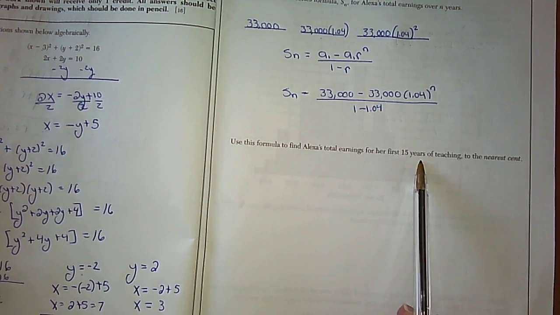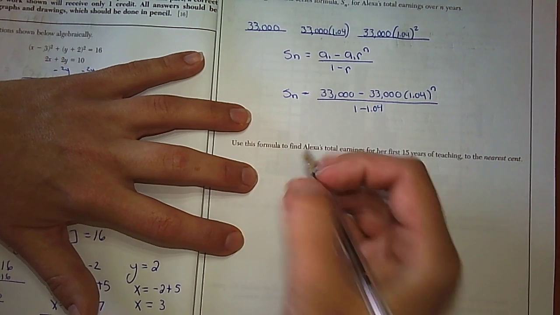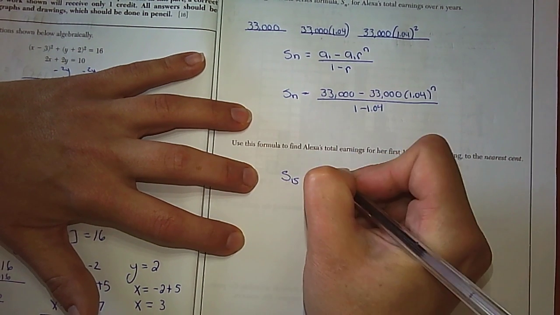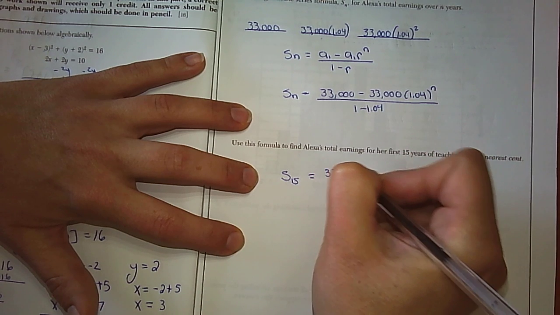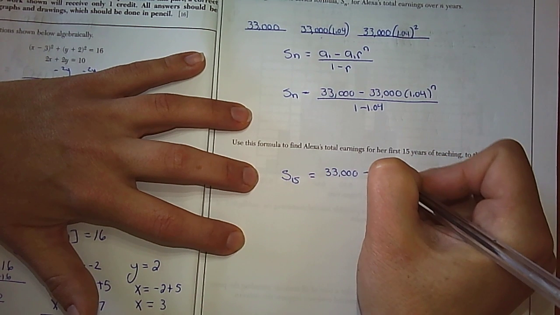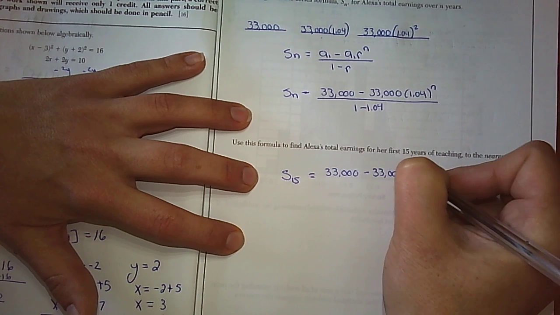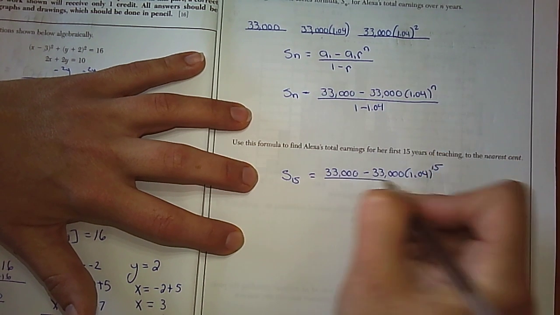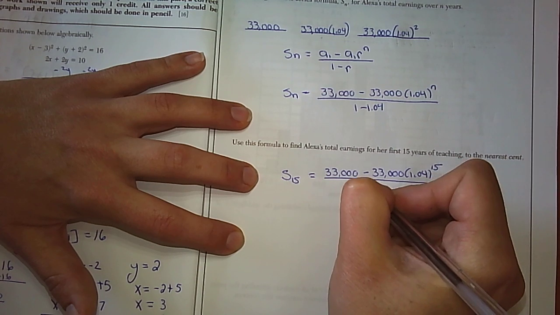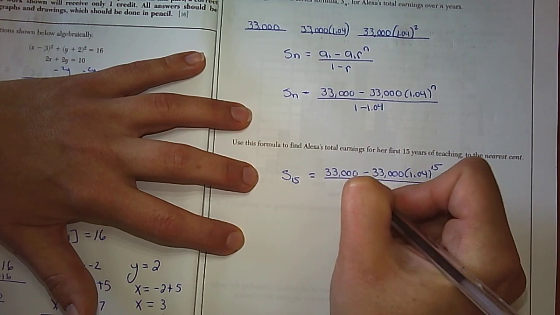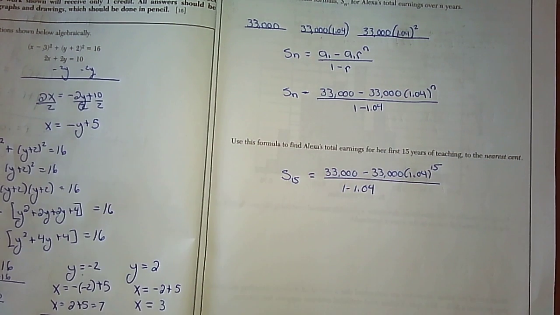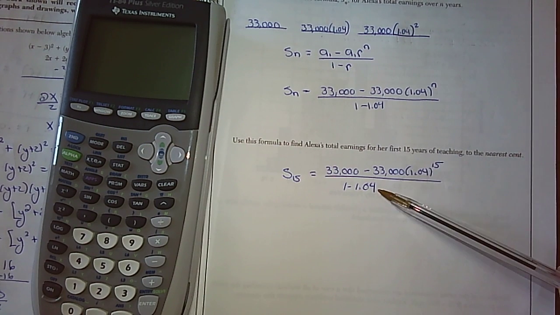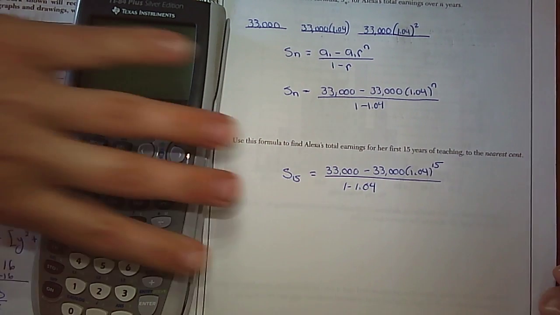Use this formula to find our earnings after 15 years. So that means they want us to plug 15 in for n. So 33,000 minus 33,000 times 1.04 to the 15, all over 1 minus 1.04. Okay. So basically, this is worth 2 points. That's worth a third point. Now it's your job just to get into your calculator right.